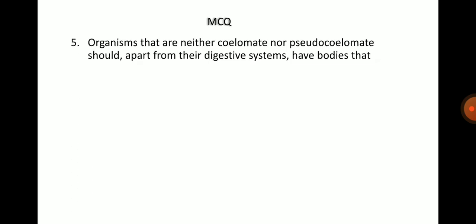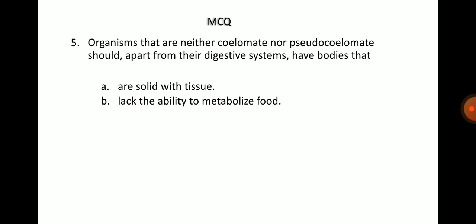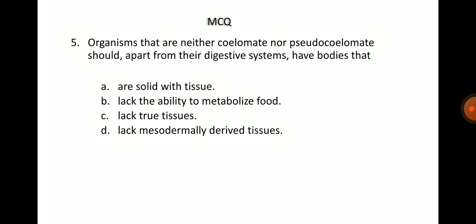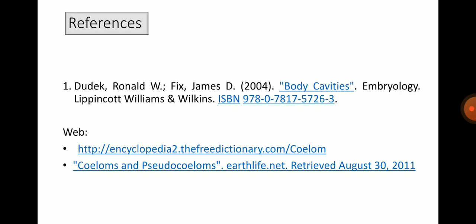Final question, the organisms that are neither coelomate nor pseudocoelomate should, apart from their digestive systems, have bodies that, options are solid with tissue, lack the ability to metabolize food, lack true tissues, lack mesodermally derived tissues. The answer is the option A, that is they are solid with tissue.